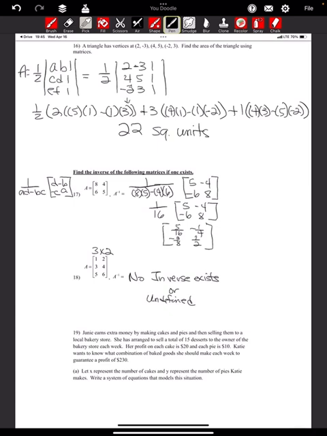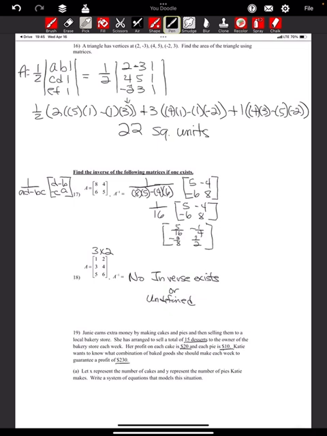It says, Janie earns extra money by making cakes and pies and then selling them to a local bakery store. She has arranged to sell a total of 15 desserts to the owner of the bakery store each week. So let's underline 15. All right? Her profit on each cake is 20. We're going to underline that. And each pie is 10. She wants to know what combination of baked goods she can make each week to make a profit of 230.